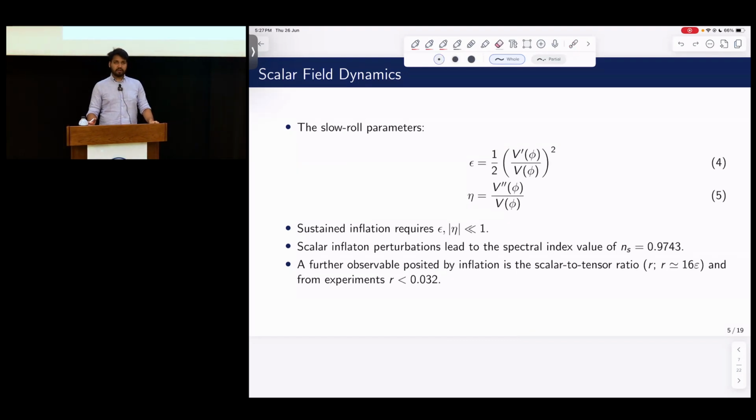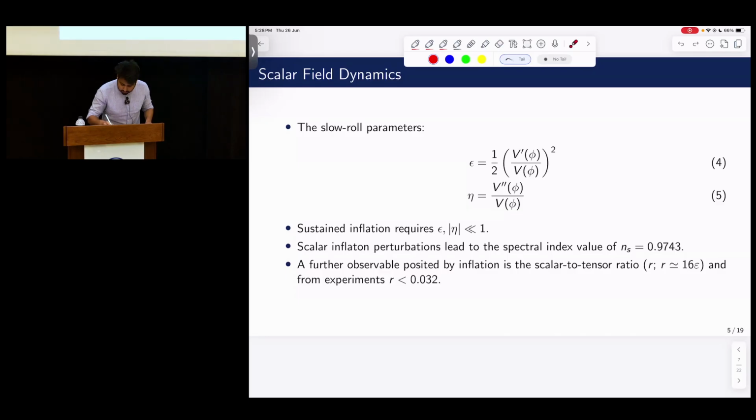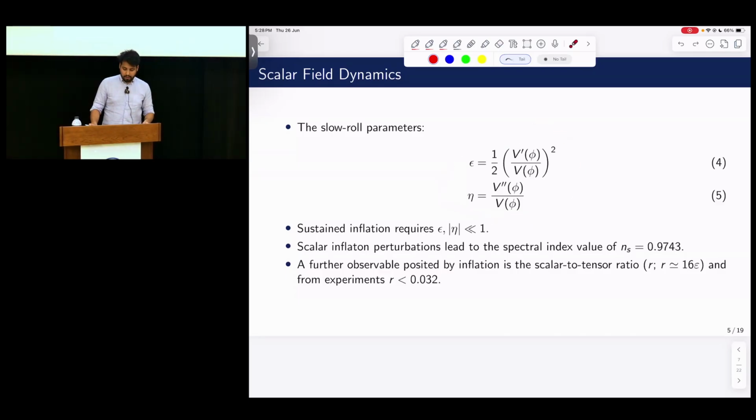And it's very important that if you want to sustain a certain period of time where inflation correctly takes place, to explain today, you must have an epsilon and eta which is much, much less than 1, all right? So these are the forms, these are derived pretty easily from the equation of motion. And these are, of course, the slow roll parameters.